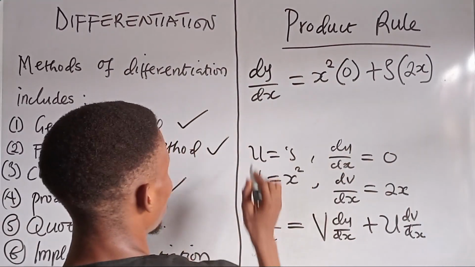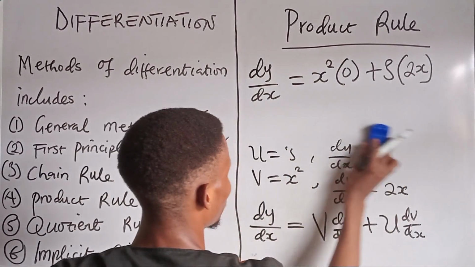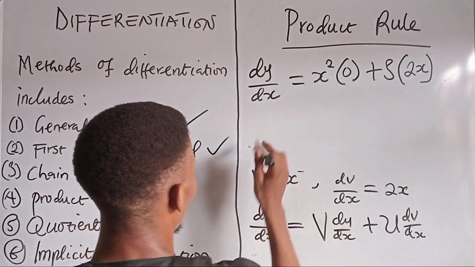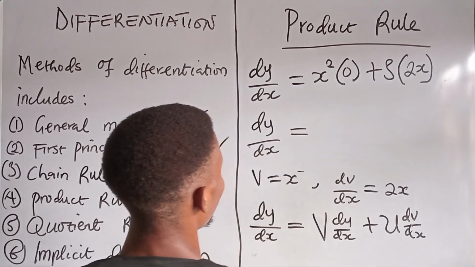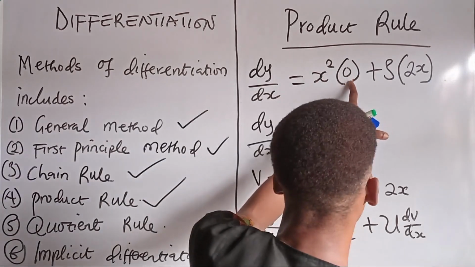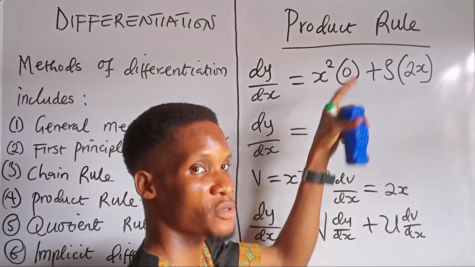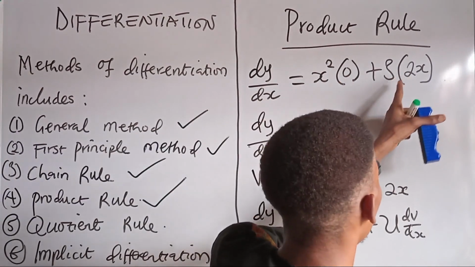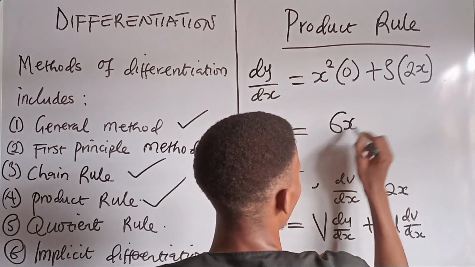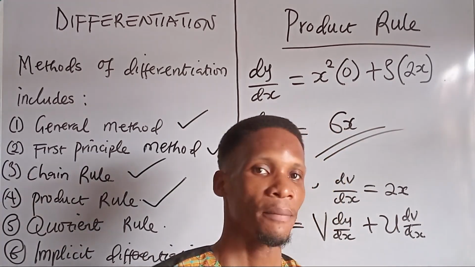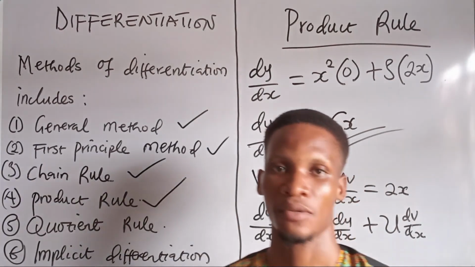So our dy over dx is going to give us 0 here, because x squared multiplied by 0 is 0. Then plus 3 multiplied by 2x is going to give us 6x. And this is the answer for that particular question. So this is how to solve it.